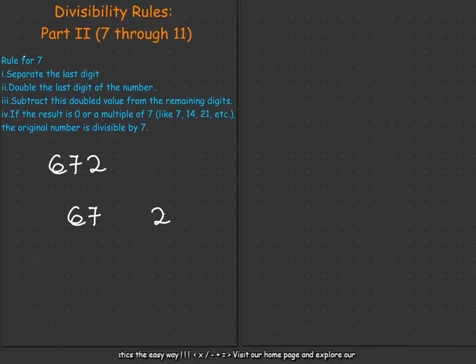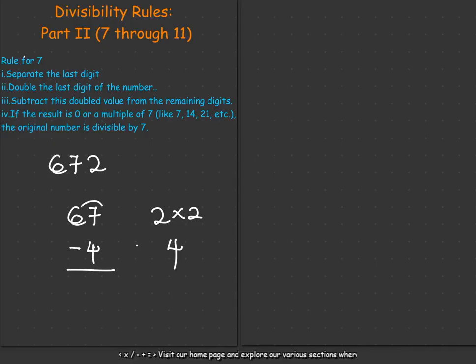If you have to double this last digit, it simply means let's multiply it by 2, and that gives us an answer of 4. Now this 4 we have gotten, the next step says let's subtract the double value from the remaining digit. From the remaining digit, it means this particular one. After we separated the 2, this is the remaining digit. Now that we have doubled 2, we have 4. Let's take 4 out of this remaining digit. So that is 67 minus 4.